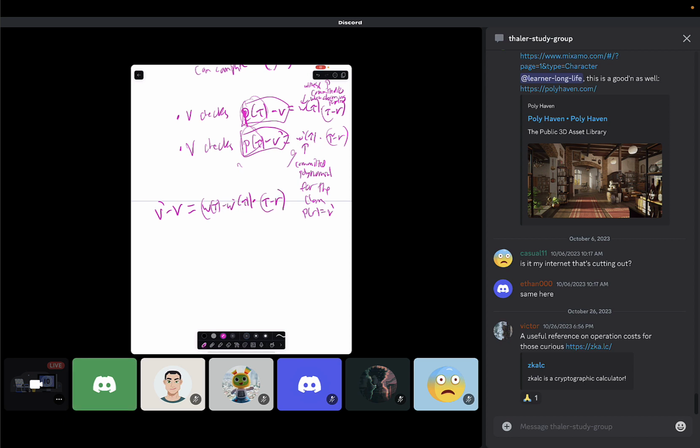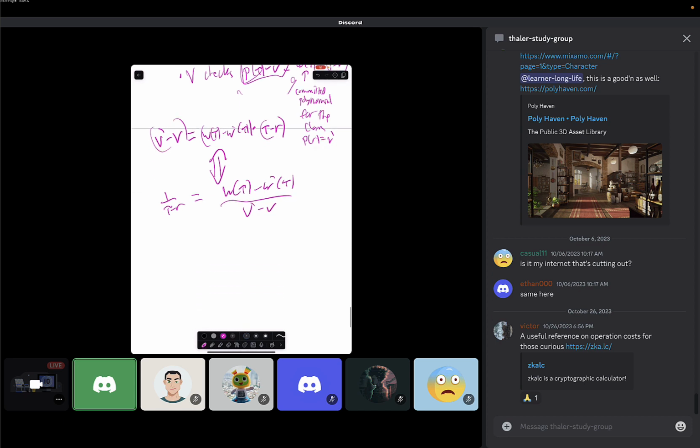What do you do now? I'm trying to solve for 1 over tau minus r. You can divide both sides by tau minus r and divide both sides by v prime minus v, and you get that 1 over tau minus r equals w of tau minus w prime of tau over v prime minus v.